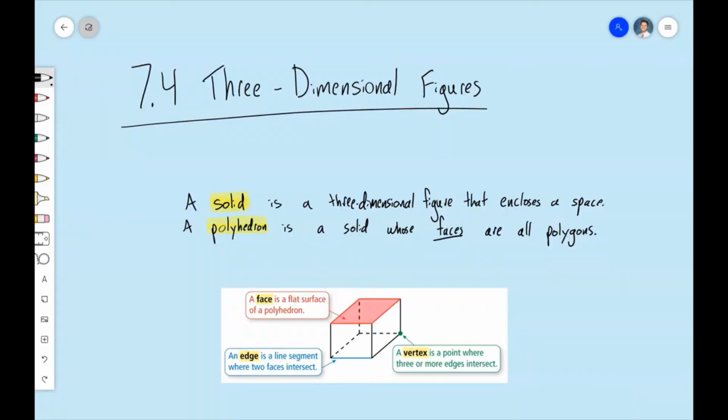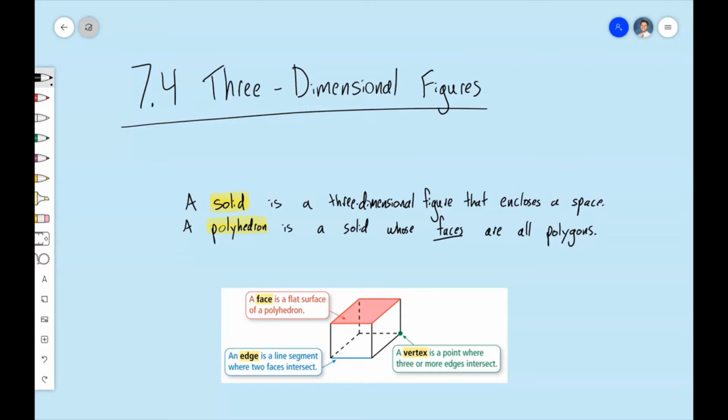Let's take a look at three-dimensional figures. A solid is a three-dimensional figure that encloses a space. So when we're talking about solids, we're talking about three-dimensional figures. And then more specifically, a polyhedron is a solid whose faces are all polygons. So a few more words for us to look at.